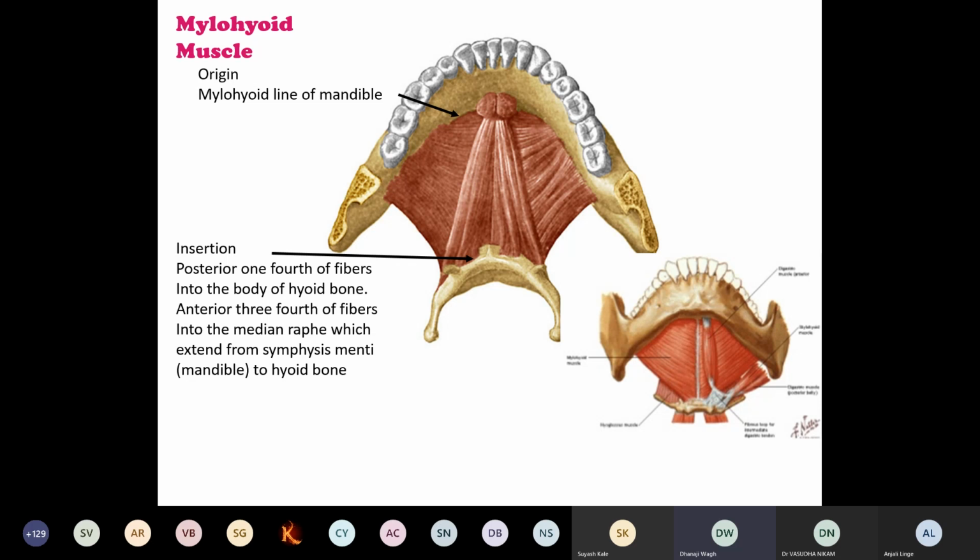Now the mylohyoid muscle arises from the mylohyoid line on the inner surface of the mandible. The posterior 1/4 of the fibers insert into the body of the hyoid bone, and the remaining anterior 3/4 of the fibers insert into the median raphe, which extends from the symphysis menti to the hyoid bone. So these are the suprahyoid muscles.